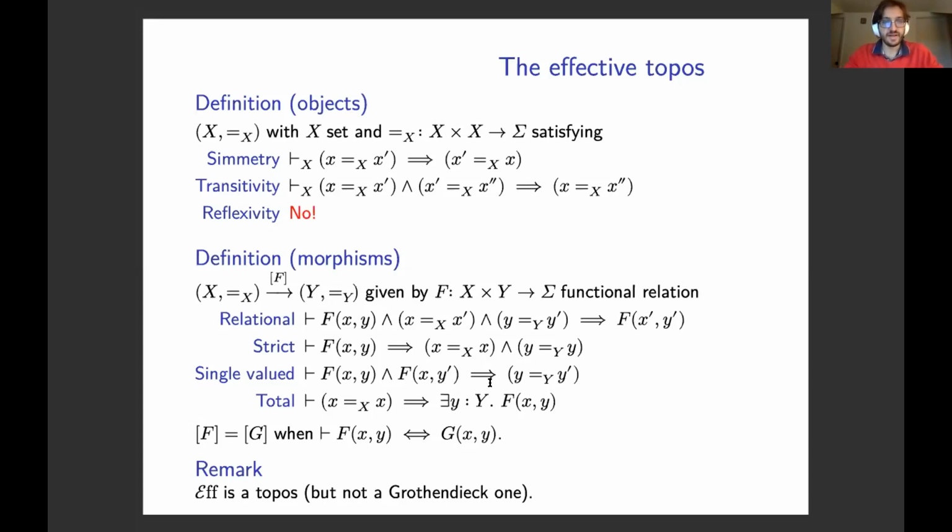Analogously, we define morphisms as non-standard functional relations. So we have a predicate that has to satisfy all of these properties, and we identify two of these functional relations when there is a bi-implication between them. So with this data, we get a category, of course, but this category turns out to be a topos and not a Grothendieck one.